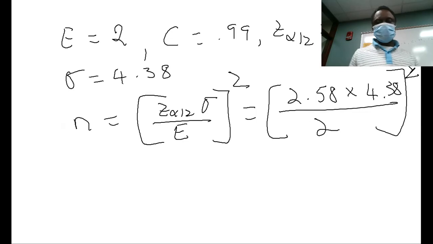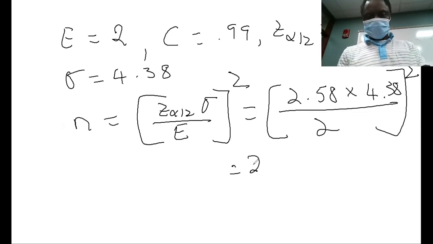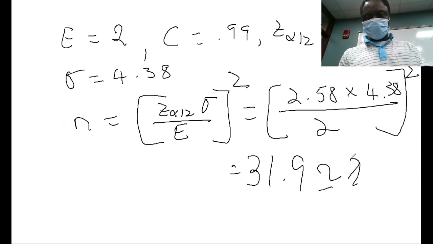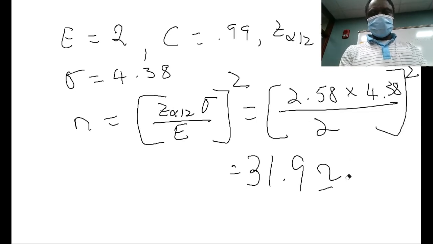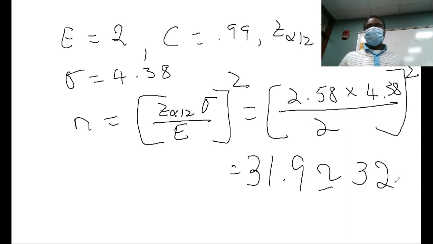So what do we have here? 31.9. So we will round it up to... for sample size, always round it up. That's the minimum sample size.